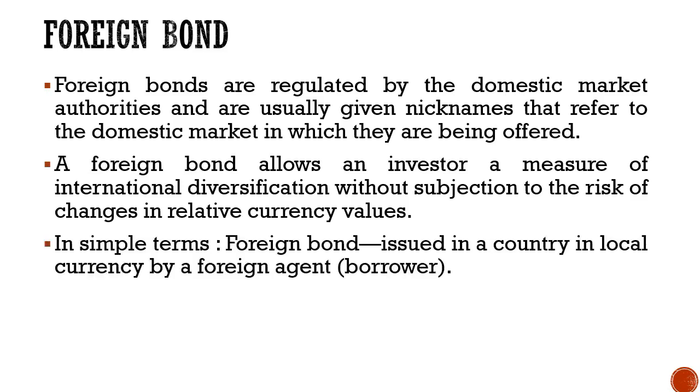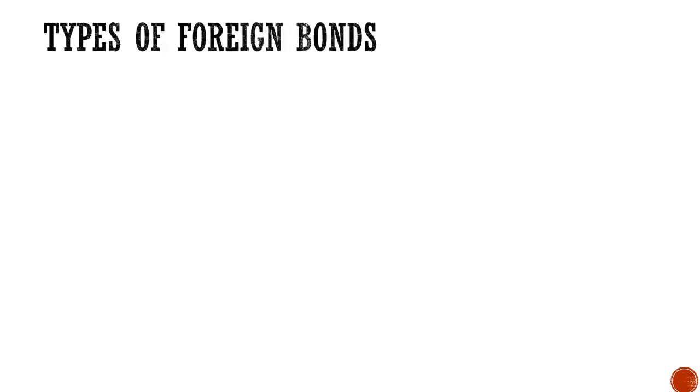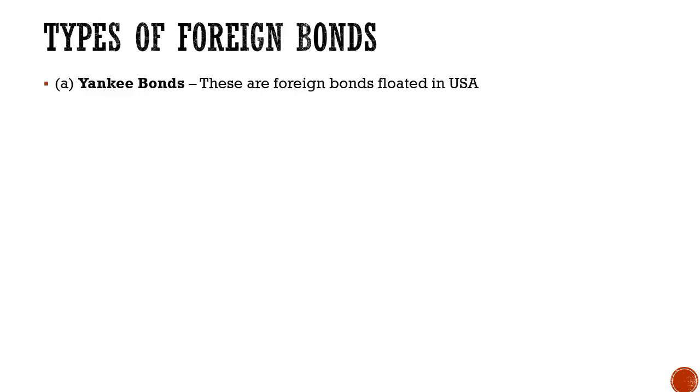In simple terms, foreign bonds are issued in a country in local currency by a foreign agent or borrower. Okay, now let us learn various types of foreign bonds which are available in the world's market. We have the Yankee bonds. These are foreign bonds floated in USA.